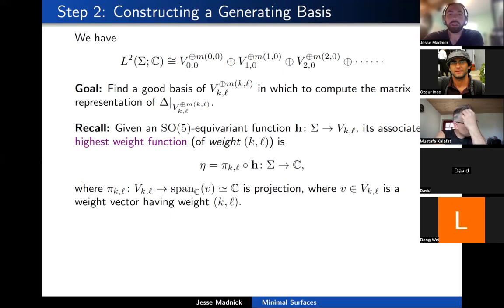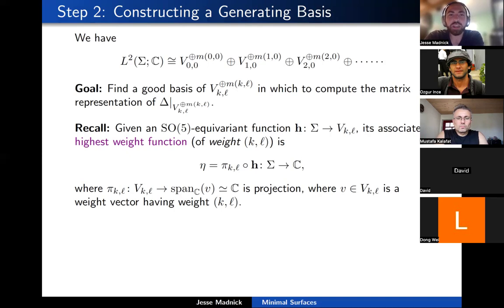So remember what we're going to do: for each SO5 equivariant function H on sigma valued in VKL, there's an associated highest weight function of weight KL denoted by eta. Okay, so once you have H, you pretty much automatically get eta, right? So the problem is to find H. What we need to do is find a large supply of SO5 equivariant functions. There's no real method for doing that.